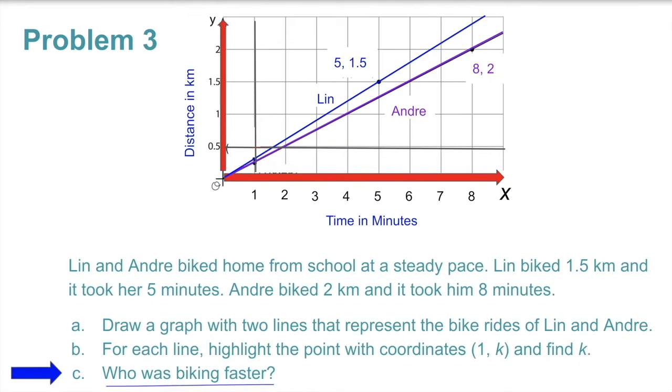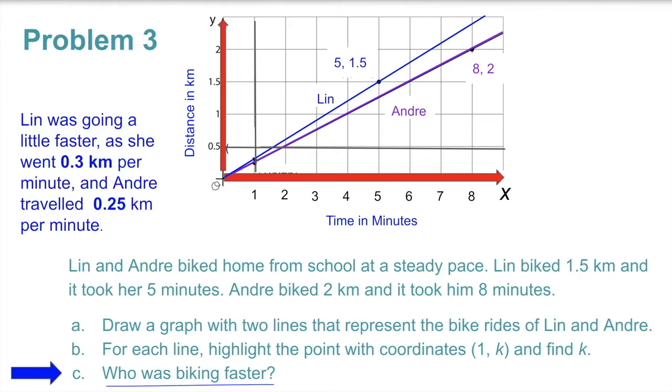C. Who was biking faster? Lynn was going a little faster, as she went 3/10 of a kilometer per minute, and Andre only traveled 25 hundredths of a kilometer per minute. It's a little bit easier to compare if we put that 0 in the hundredths place. So now we can look at it as 30 hundredths of a kilometer compared to 25 hundredths of a kilometer.